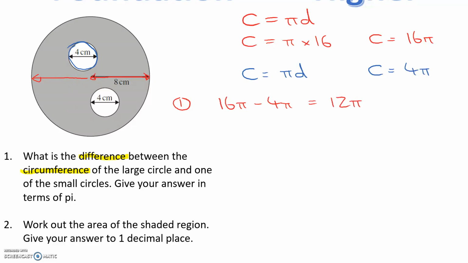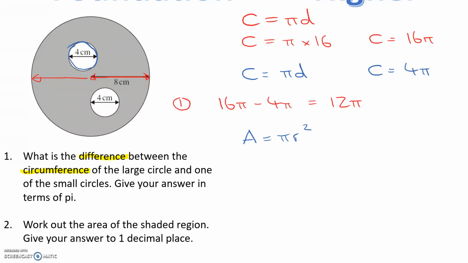Question 2. Work out the area of the shaded region. Again, work out the area. You should be thinking straight away, I need this formula. A equals pi r squared. That's the area of a circle. So apple pies are 2, or you've just learned it. You need to go in not getting muddled up between these two formulas. A equals pi r squared is going to tell us the area. We want the area of the shaded region.